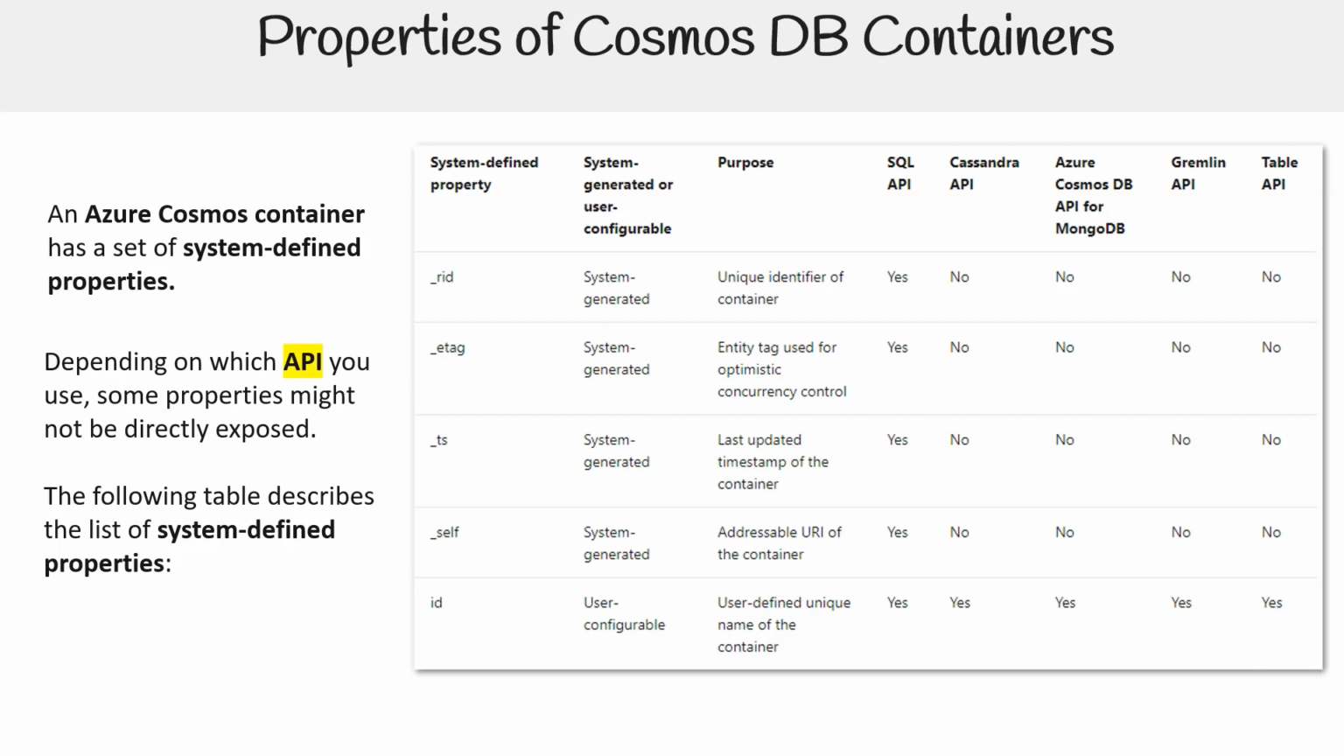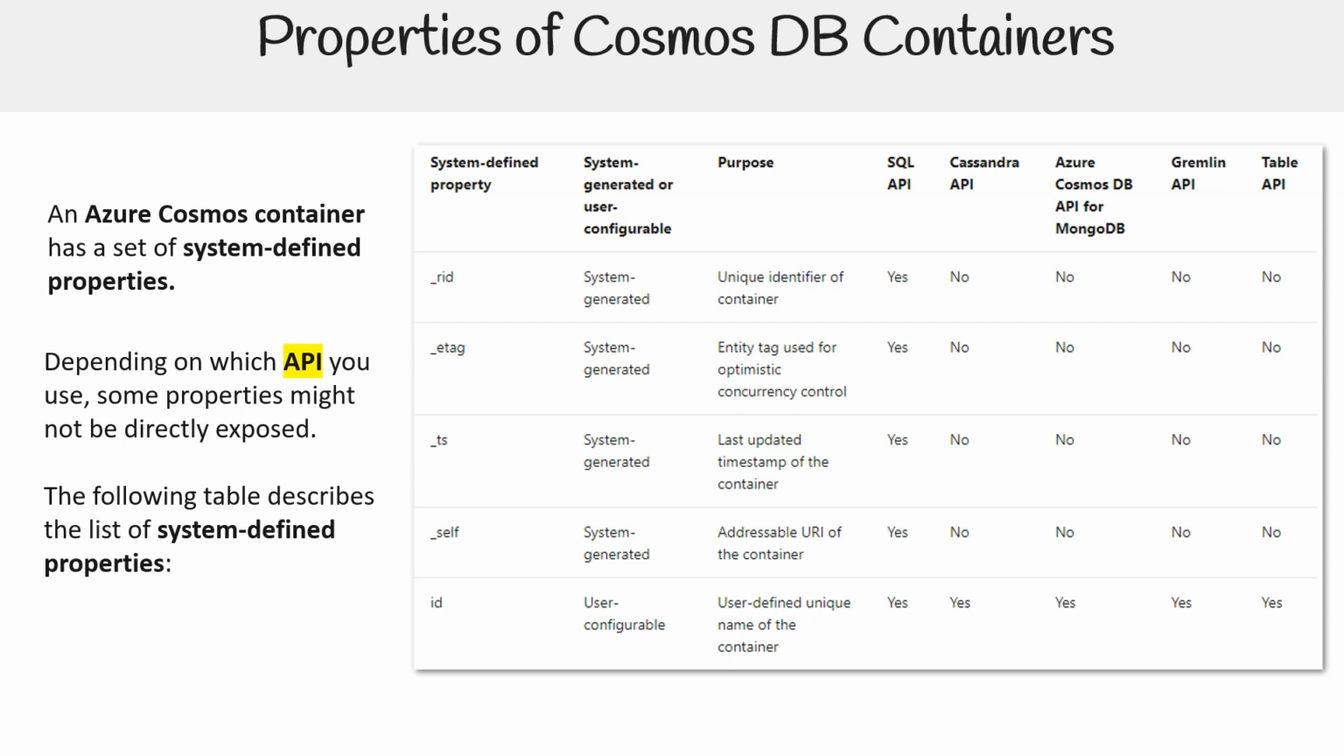RID. Type: system-generated. Purpose: acts as a unique identifier for a container, supported by only the API for NoSQL. ETag. Type: system-generated. Purpose: utilized for optimistic concurrency control. It ensures that only one client can change an item in the database at a time, supported by only the API for NoSQL. TS. Type: system-generated. Purpose: represents the timestamp when the container was last updated, supported by only the API for NoSQL.